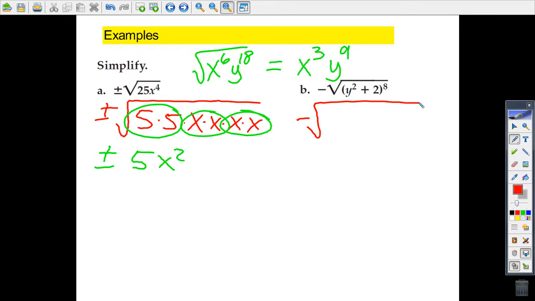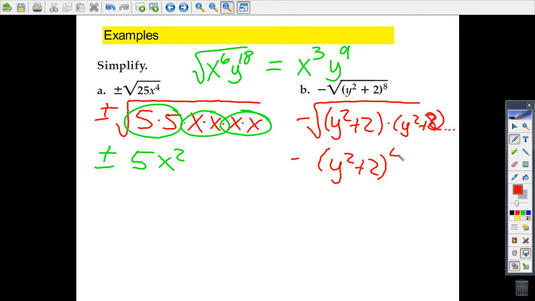We have y squared plus 2 to the 8th power. How many y squared plus 2's are there? 8, and rather than write them all out, how many pairs do I get out of those 8? 4. So it would be like y squared plus 2 to the 8th, which is just like y squared plus 2 times y squared plus 2, with an ellipsis at the end to let you know it keeps going forever. And then in the end, you'll get negative y squared plus 2 to the 4th. If you wish to expand that, you may, but I'm satisfied.